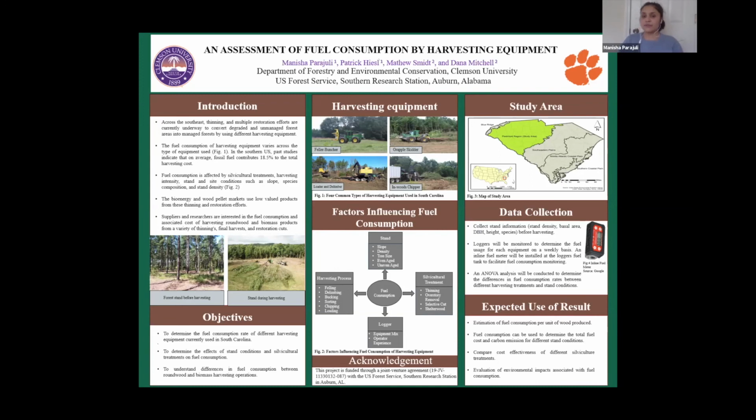We can estimate fuel consumption per unit of wood produced. Similarly, we can also determine the total fuel cost during the harvesting operation. The information from the research can be very useful for the landowners who want to compare the effectiveness of different silviculture treatments. Most importantly, we can also determine carbon emission from different stand conditions, and we can evaluate the environmental impact associated with each case.